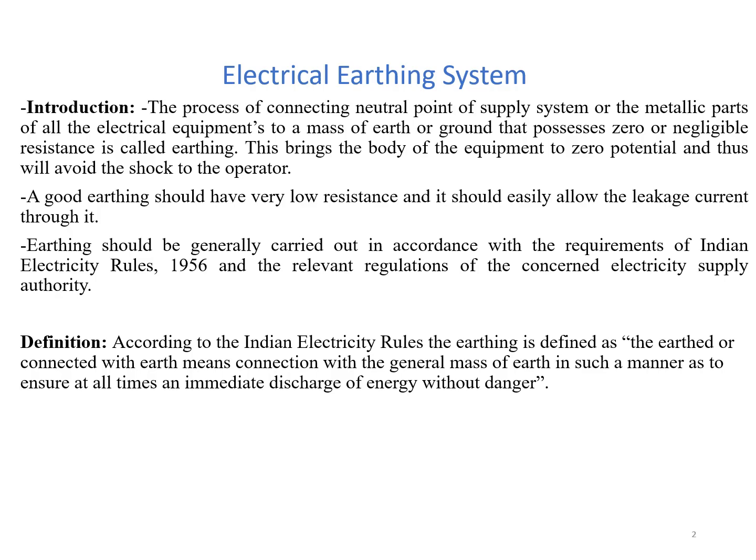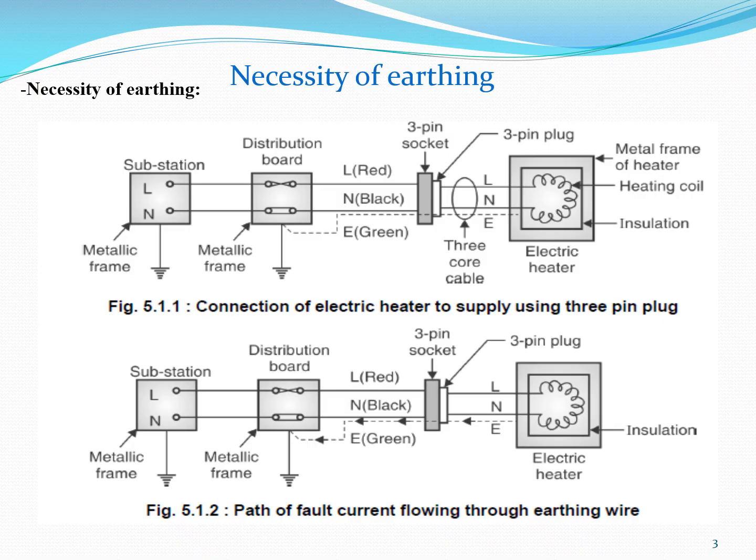Now we'll discuss the definition of the electrical earthing system. According to the Indian Electricity Rules, earthing is defined as: earth or connected with earth means connection with the general mass of earth in such a manner as to ensure at all times an immediate discharge of energy without danger. So this is the definition of the electrical earthing system.